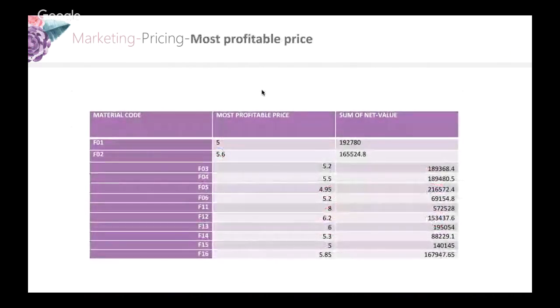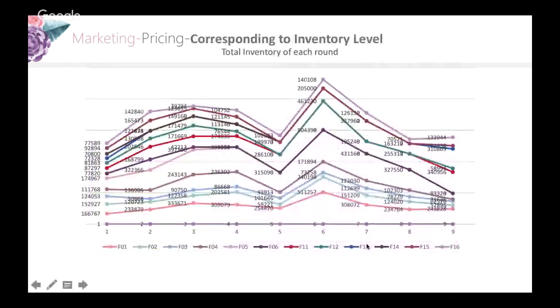Thirdly, it is easier to set price according to the data of the last round, so we also try to set a profitable price on our price list. In addition, according to the inventory level, our price should be lower if our inventory level is high. For example, in round 6, it is better for us to reduce the price of each item so that we can decrease our inventory level.